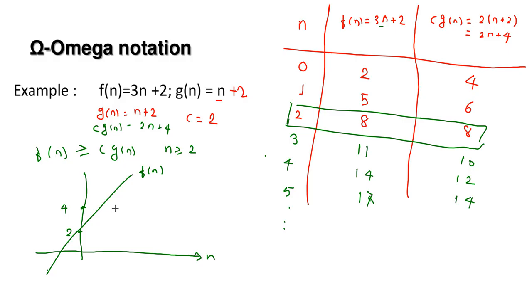That may look something like this, because both lines intersect at point 2. I'll draw a line with a slightly slower slope. You can see that after n equal to 2, f of n is always higher than 2 into g of n, because 2 is c, so I'll write c into g of n. So this is our capital or big omega notation. It's actually capital omega notation.